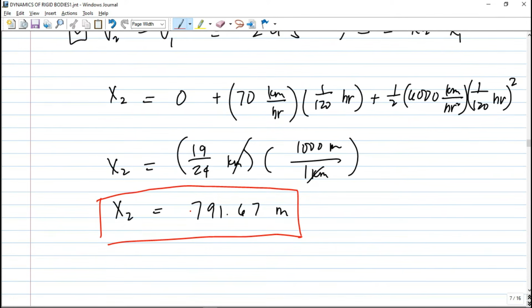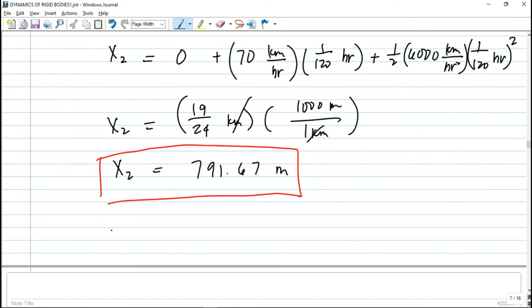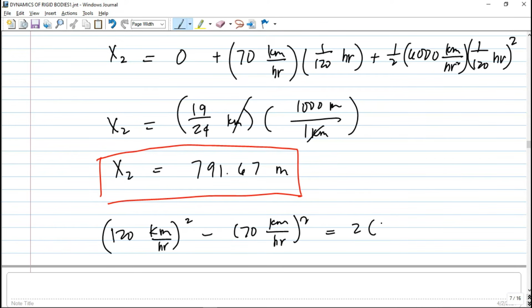So let's try. v sub 2 squared minus v sub 1 squared. Our v sub 2 is 120 kph, kilometers per hour, squared, minus v sub 1 squared, that is 70 kilometers per hour squared, equals twice our acceleration, that is 6,000 kilometers per hour squared, times s, wherein s is just equal to x sub 2 minus x sub 1. But here, since our initial position is 0, x sub 1 is just 0.